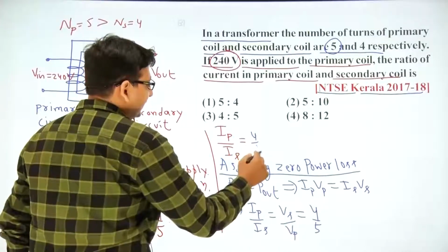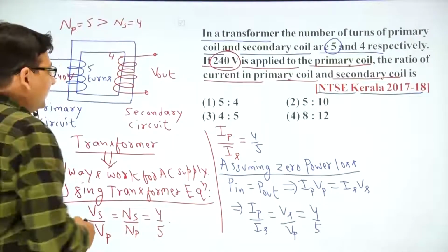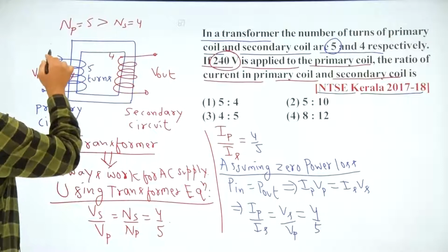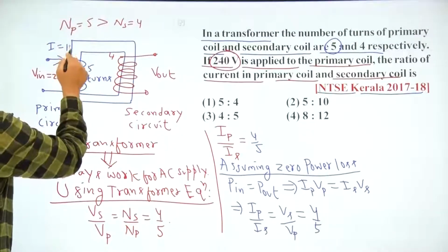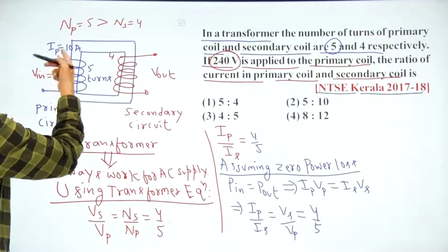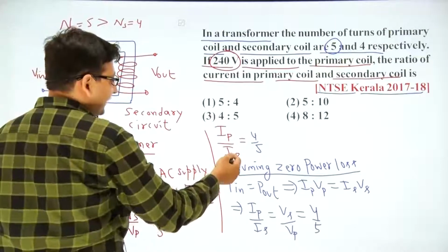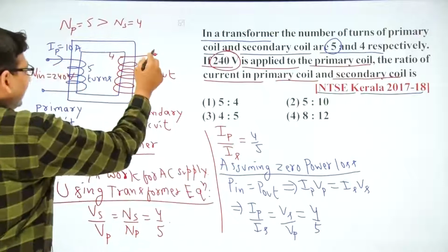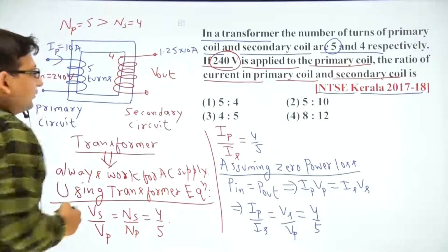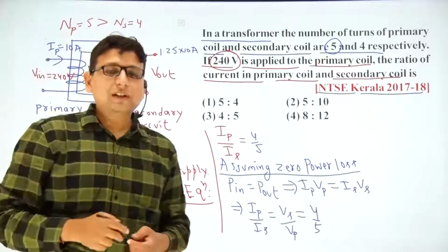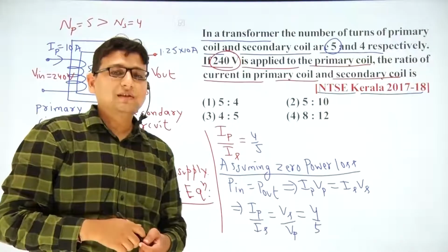So the final answer is 4 by 5. It means if primary current is, for example, just taking a random example, 10 ampere, then secondary will be 5 by 4 times, that is 1.25 into 10 ampere. This is the meaning. So the secondary current has a larger value than that of the primary.